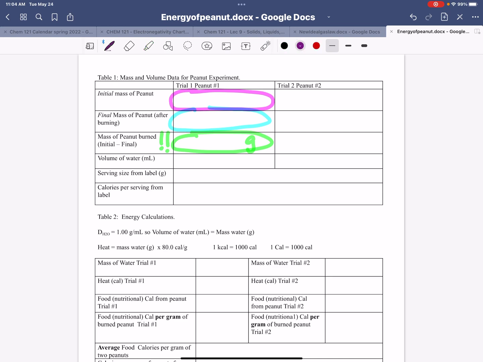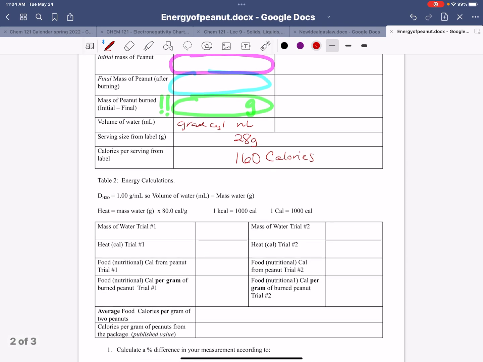The volume of water came from the graduated cylinder, in milliliters. The serving size from the label was 28 grams, as you can see from the data table in the video, and the calories is 160 calories, and these are food calories.